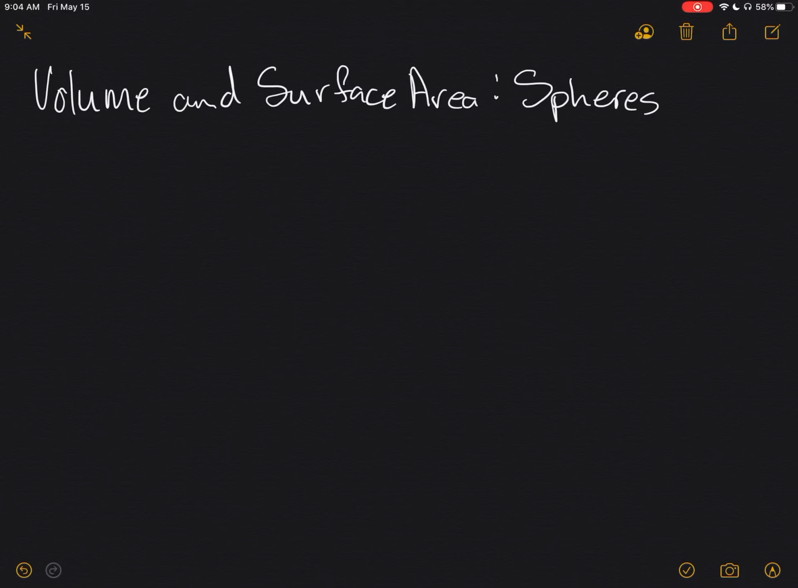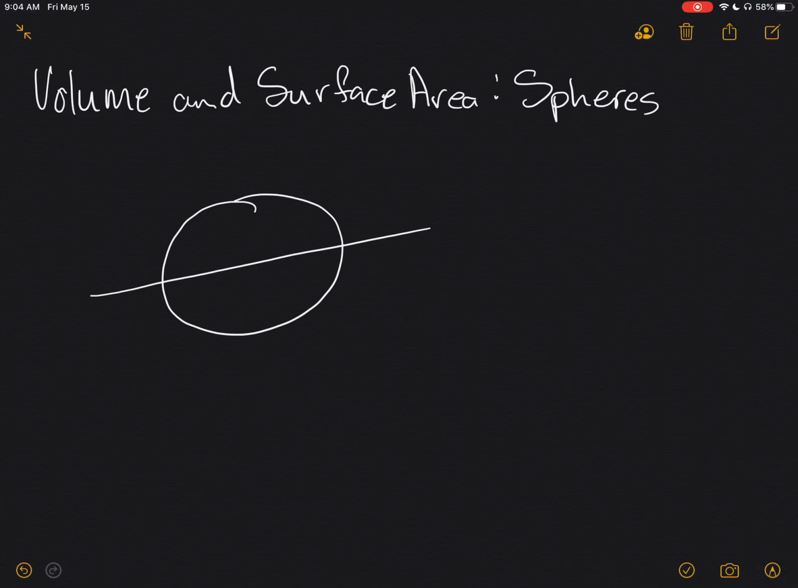Those are all spheres, and a sphere is just the three-dimensional version of a circle, right? If you took a circle and put it on a spit roast, and then you spun it around really fast, it would start to look like a sphere, okay? So let's see how well I can draw a sphere.